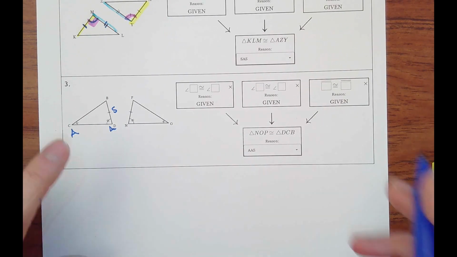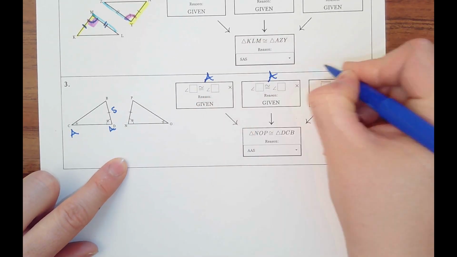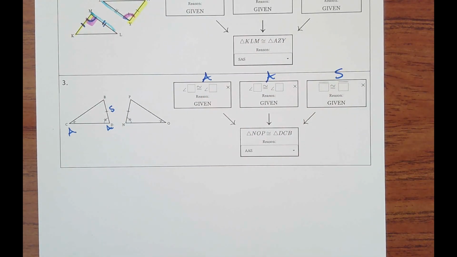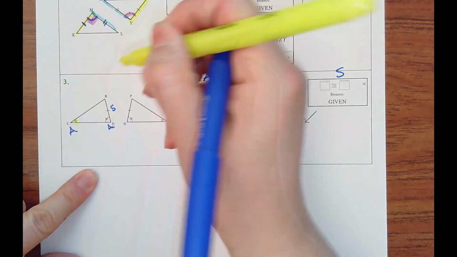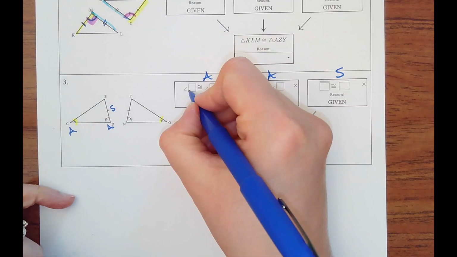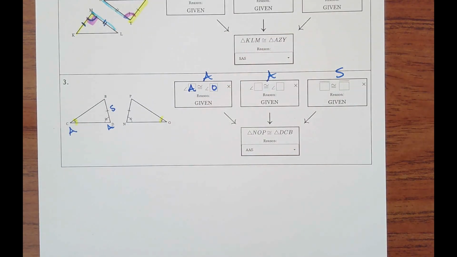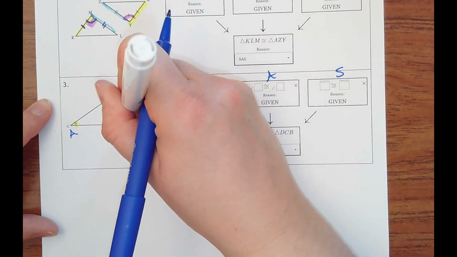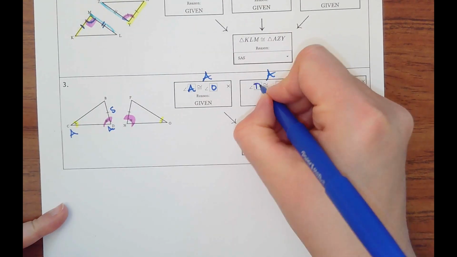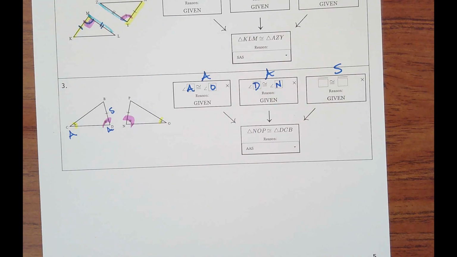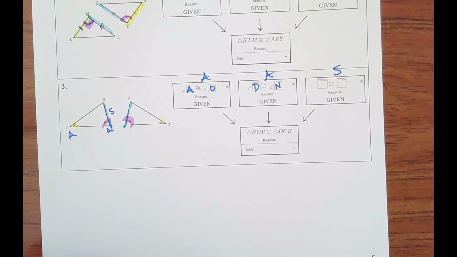I would say then I've got an angle, angle, and a set of sides. Angles, angles, sides. And so I've got angle A. It's got 1 tick mark, is congruent to angle O. I've got angle D with the 2 tick marks, is congruent to angle N. And then I've got my sides, which would be DB, is congruent to NP.